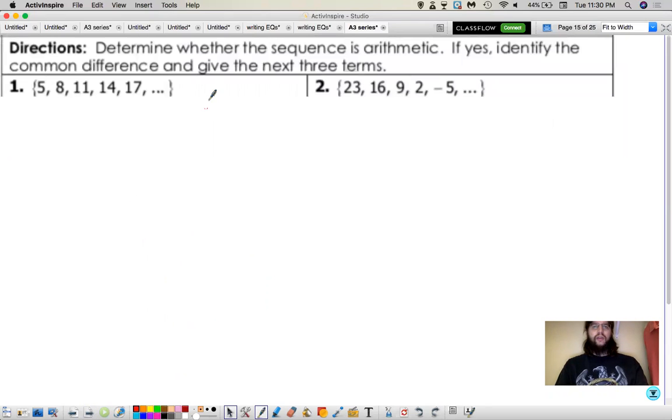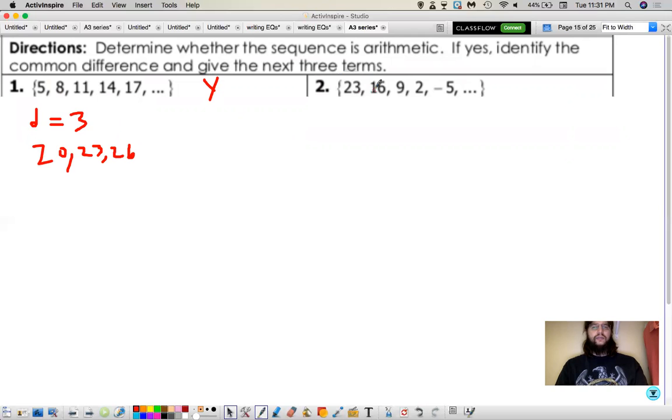All right, determine whether or not these are arithmetic. If so, identify the common difference and give the next 3 terms. So let's see, 8 minus 5, that's 3. 11 minus 8 is 3. So yeah, D is 3. This is a yes. D is 3, give the next 3 terms. So I'm just going up by 3s: 20, 23, 26.